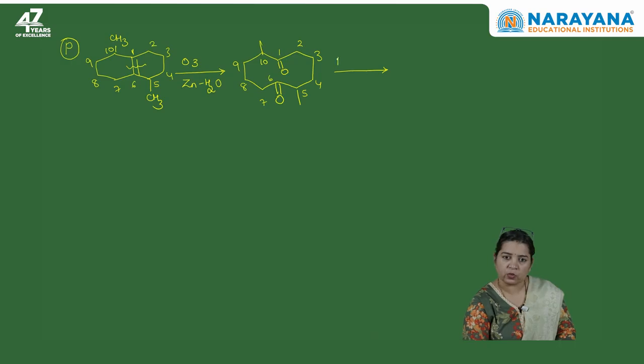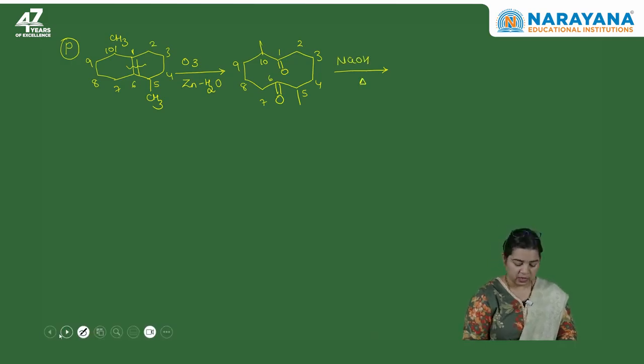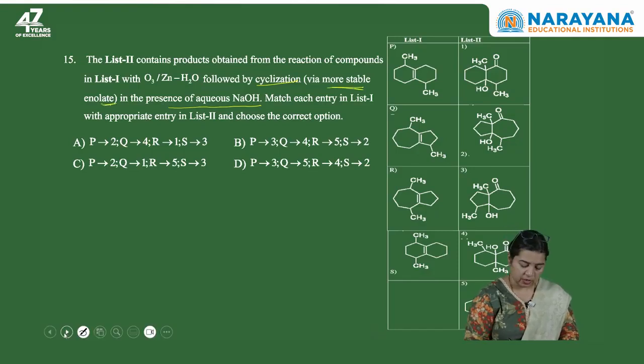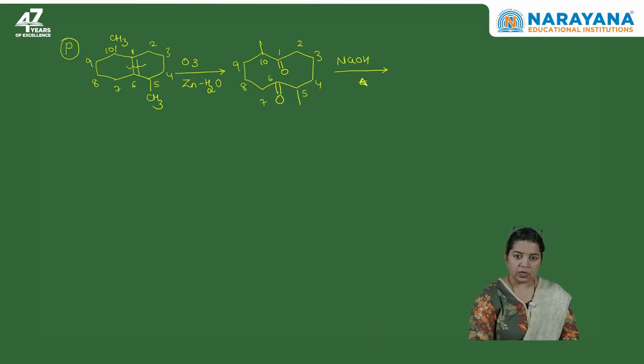Now we have to take it with NaOH, heat. Right? They have said in the question, followed by cyclization in the presence of aqueous NaOH, we have to use the more stable enolate. Even heat is not given, so we won't be dehydrating, just adding. Now, overall, it is a symmetrical structure. Each carbonyl has one substituted and one non-substituted site. For the more stable enolate, the substituted one will be more stable.